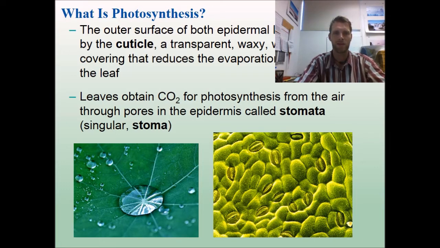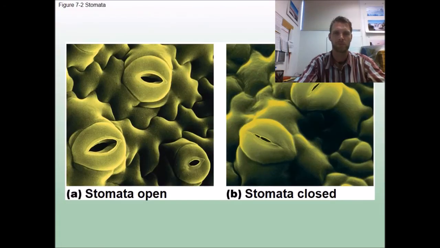So the plant needs CO2. It has to obtain CO2. This happens through certain pores in the epidermis of the leaf, and we call these pores stomata. You can see them as little mouths. They open in order for the CO2 to be absorbed. So you can see here open stomata. Their little mouths open, and the CO2 can be absorbed through these pores.